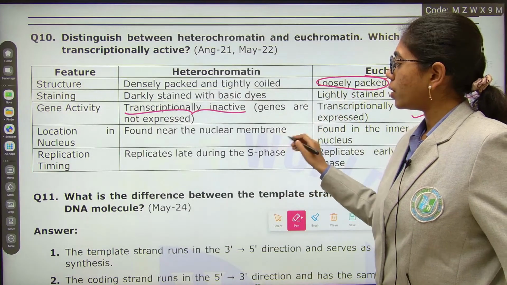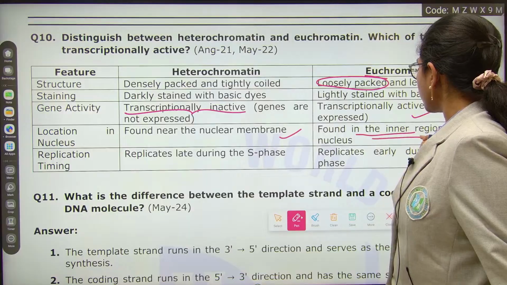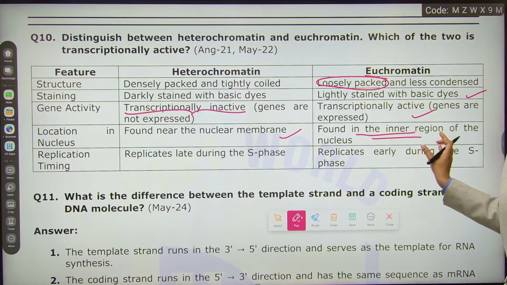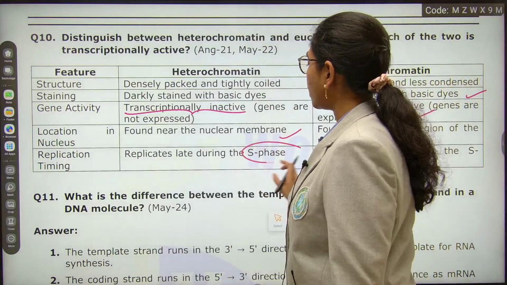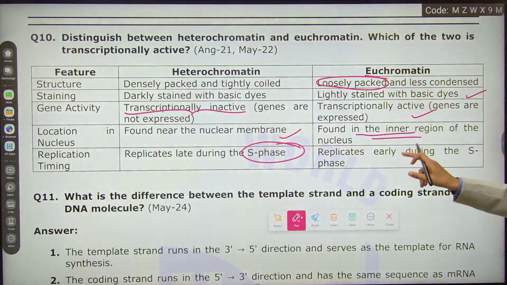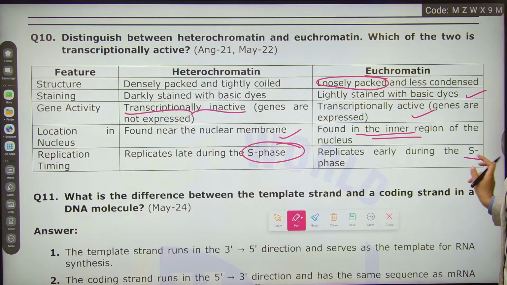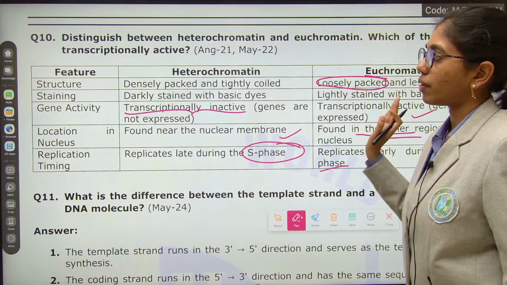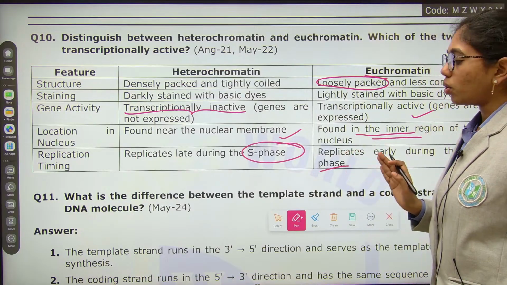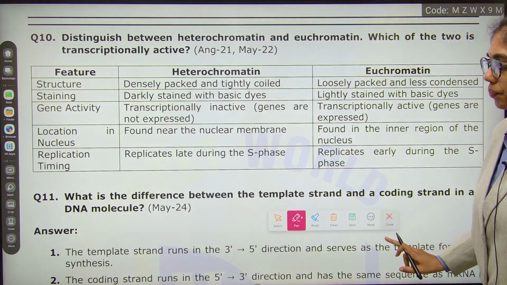Gene activity: heterochromatin is transcriptionally inactive and euchromatin is transcriptionally active. Heterochromatin is found near the nuclear membrane, while euchromatin is found in the inner region of the nucleus. Replication timing: heterochromatin replicates late during S phase and euchromatin replicates early during S phase. Till here everything is fine, right? This is the clear differentiation between heterochromatin and euchromatin.